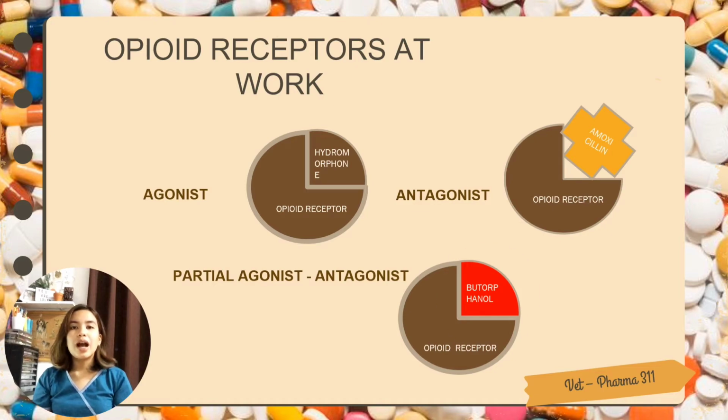Then we have this guy, butorphanol, who is a partial agonist-antagonist. It fits to the opioid receptor really well, but it has a less intrinsic effect than hydromorphone. So with hydromorphone, you're going to get tons of long-lasting pain relief. You're going to get respiratory depression, and the animal might be a little bit sedated, but not much.